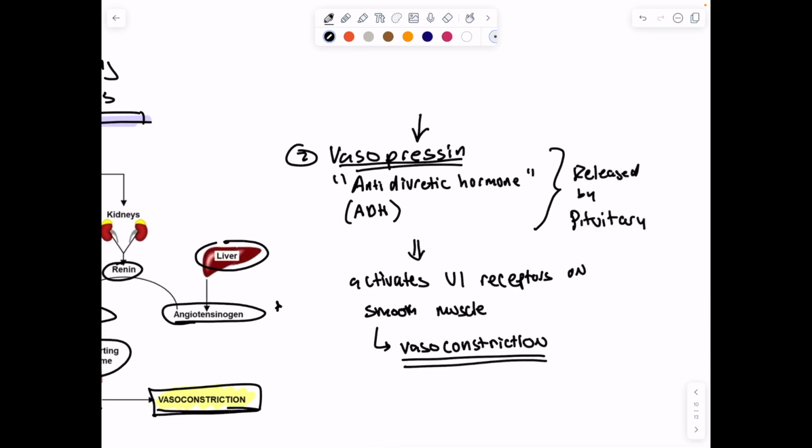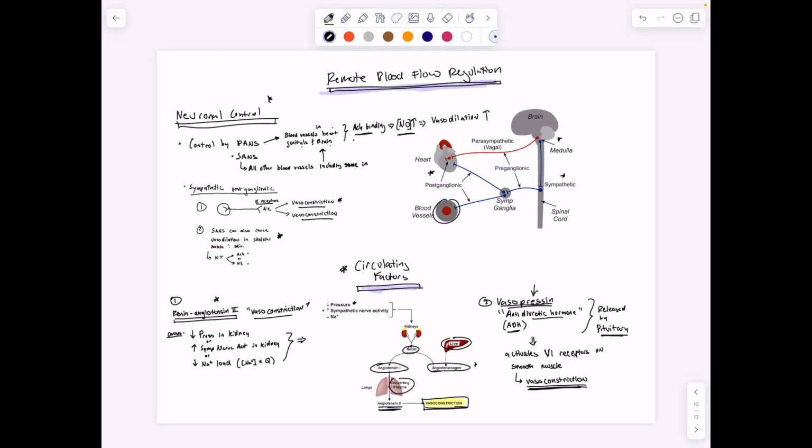All right, and then we have another one which we love, which is vasopressin. Right, how can we remember this? Pressin, like pressin on vessels, vasos. And this is also called the antidiuretic hormone. So vasopressin, also called antidiuretic hormone, which we often write as ADH. This is released by the pituitary gland, and it's going to activate V1 receptors on smooth muscle and cause vasoconstriction. All right, so vasopressin, aka ADH, and then angiotensin 2 from the renin-angiotensin system are going to cause vasoconstriction.